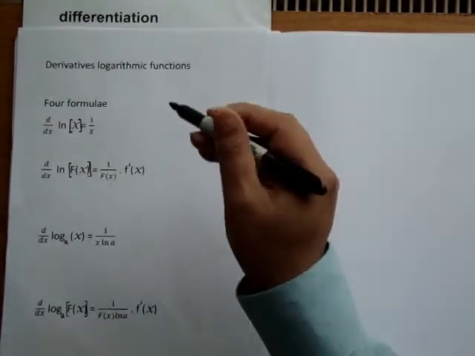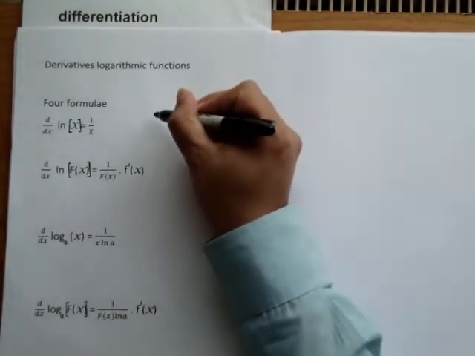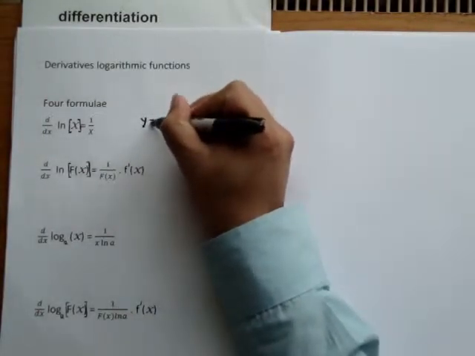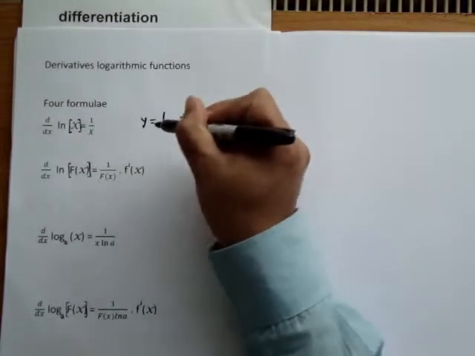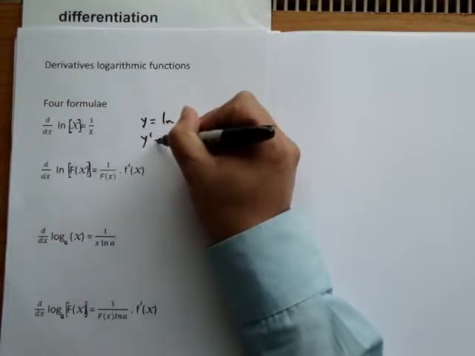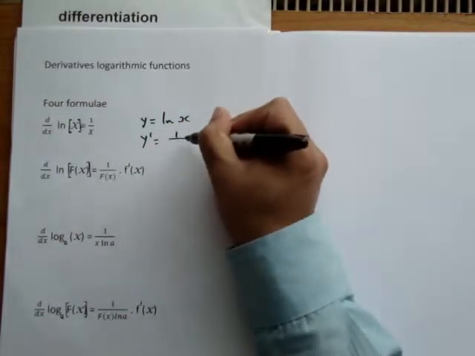So for the first formula, if we have something like y equals natural log of x, then the derivative is 1 over x.